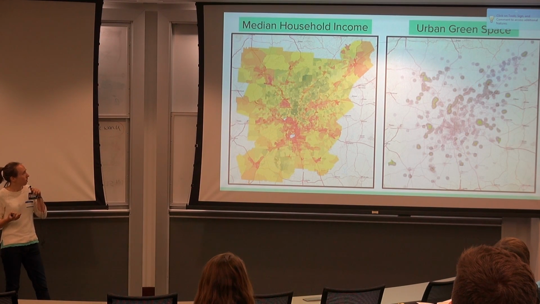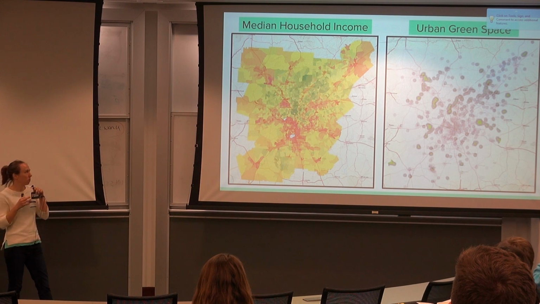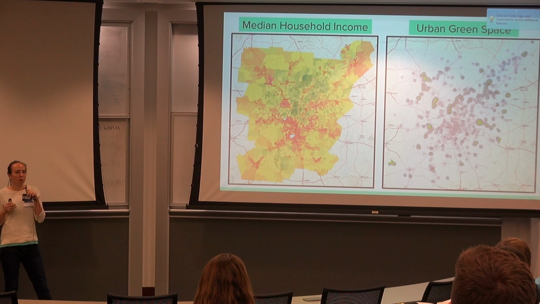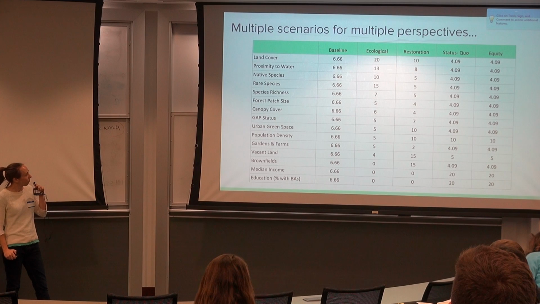And then we also had social data, like I said, which was gathered by the census. This data was already blocked by census block group. And then we had other data such as urban green spaces and parks, which we applied a buffer to, with the idea that a park will also have an effect on the area around it as far as biodiversity potential.